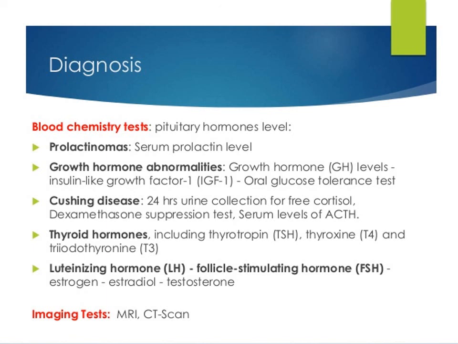For Cushing disease, 24-hour urine collection of free cortisol or the dexamethasone suppression test is used. Serum levels of ACTH and thyroid hormones, including thyrotropin TSH, thyroxine T4, and triiodothyronine T3, are measured in the blood, as well as luteinizing hormone LH and follicle stimulating hormone FSH levels. Imaging tests like CT scan and MRI can be done to locate these pituitary adenomas.